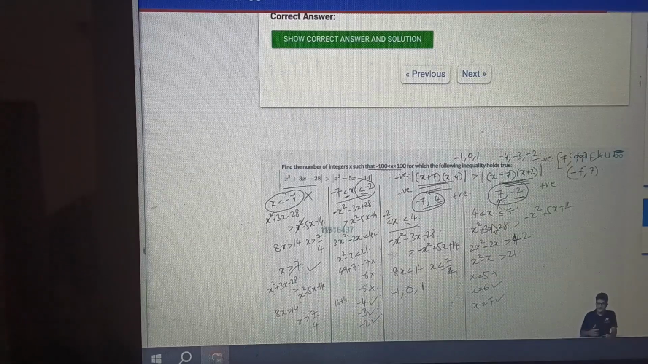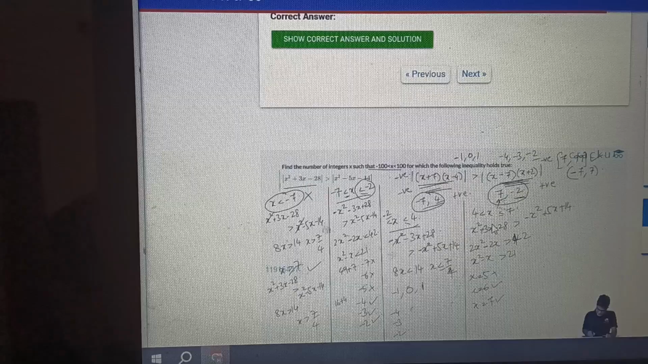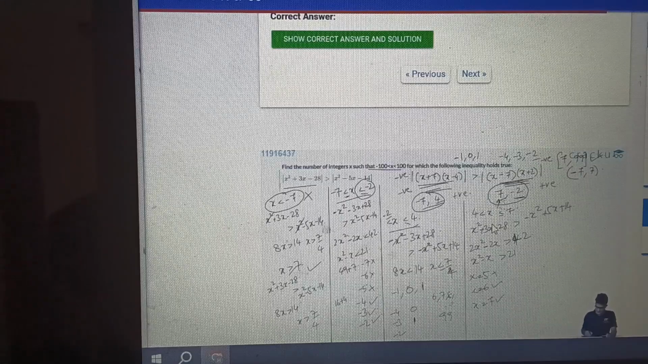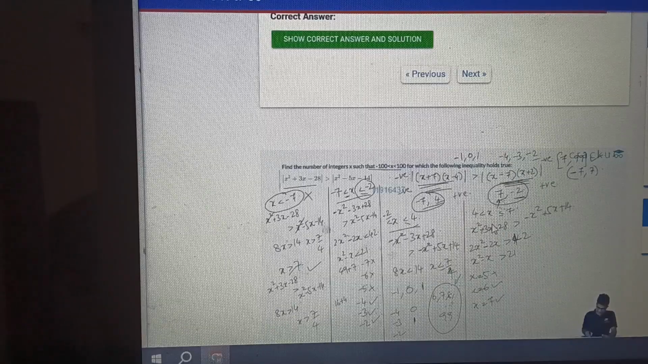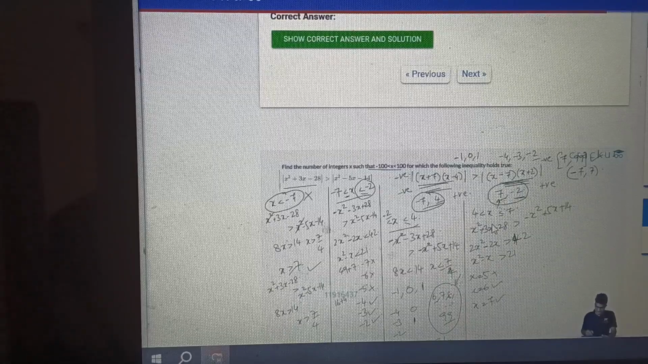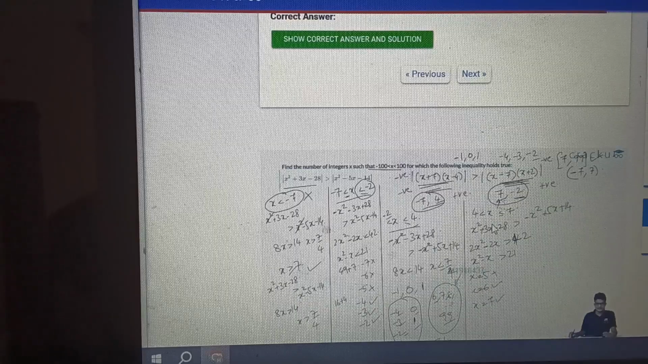So all the numbers which actually satisfy the given inequality will be -4, -3, -2, -1, 0 and 1, and all the numbers from 6, 7, 8, till 99. If you calculate the number of such numbers in this interval, it will be 99 minus 6 plus 1, which is equal to 94. And in addition to this 94, you have 6 numbers over here, -4, -3, -2, -1, 0 and 1. So the total number of integers which satisfy the given inequality will be 94 plus 6, which is equal to 100.